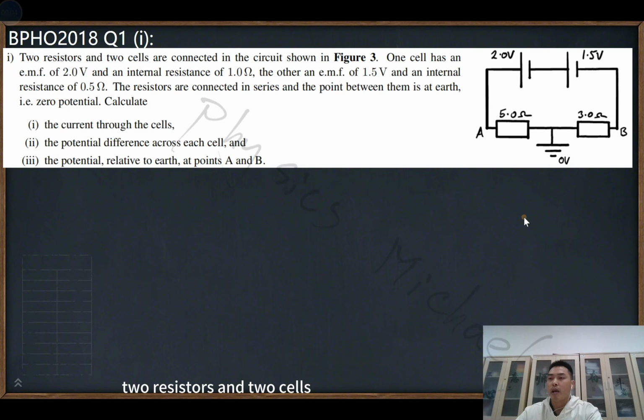Two resistors and two cells are connected in the circuit shown in figure. One cell has an EMF of 2.0 volts and an internal resistance of 1.0 ohms. The other cell has an EMF of 1.5 volts and an internal resistance of 0.5 ohms. The resistors are connected in series, and the point between them is earthed, meaning it is at zero potential.